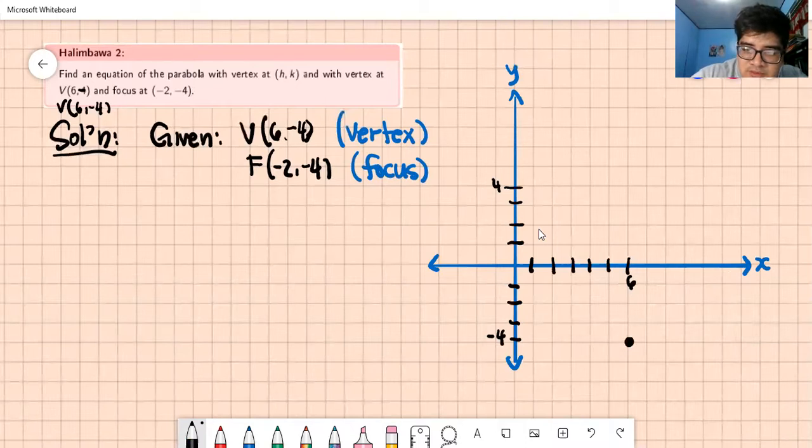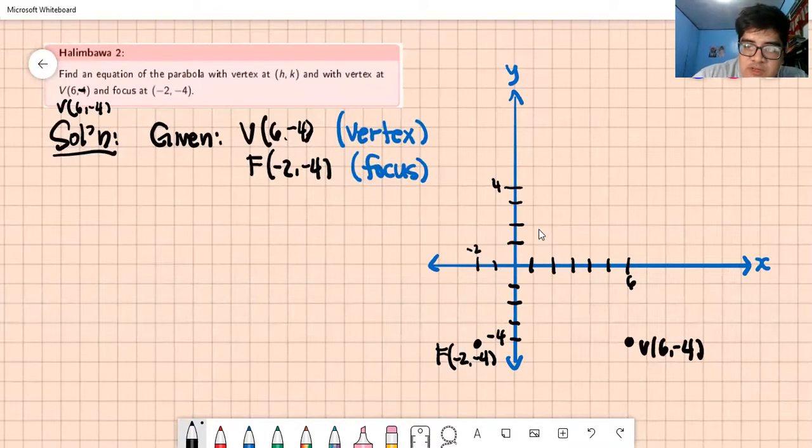Sunod. -2, -2, 4. So ito yan. Ay, -2. No. This is -2. Dami ko ng errors. Ano ba? So ito, -2. This is the focus. -2, -4. Nagtataka siguro kayo, baka yung given pinalitan ko -4 kasi yun yung hinanda ko. So this is the vertex which is 6, -4.